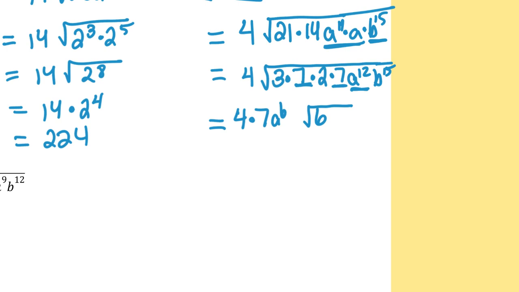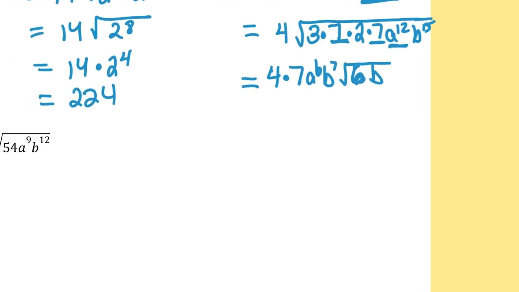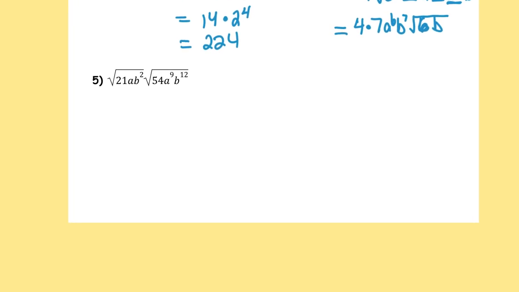B to the 15th. 15 divided by what? What's our root right now? No, I don't see a little 4 there. It's 2. 15 divided by 2 is 7. Remainder 1. So 7 come out and 1 stays inside. My 6 looks like a B too. Okay, one more.